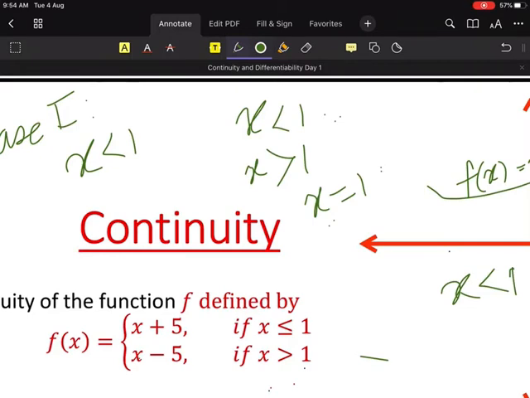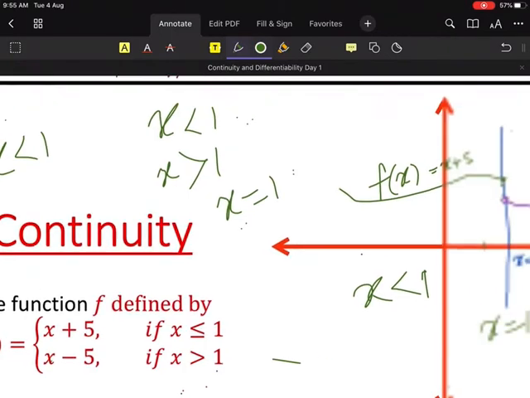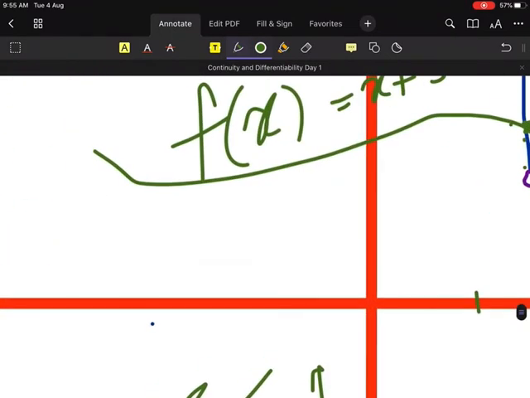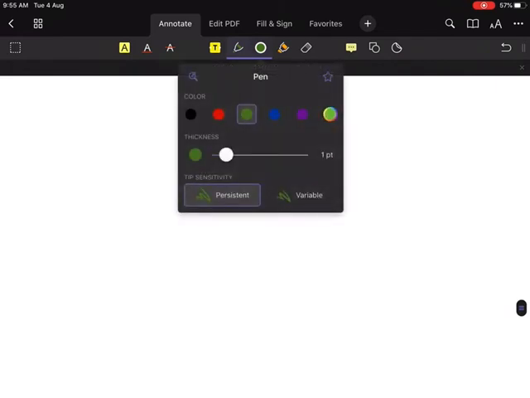It's defined. Look here, x plus 5. You don't see any square root. You don't see anything divided by 0. So when x is less than 1, the function is always defined. And always defined means what? This graph will go on like that. There will be no break in this graph. Understood?